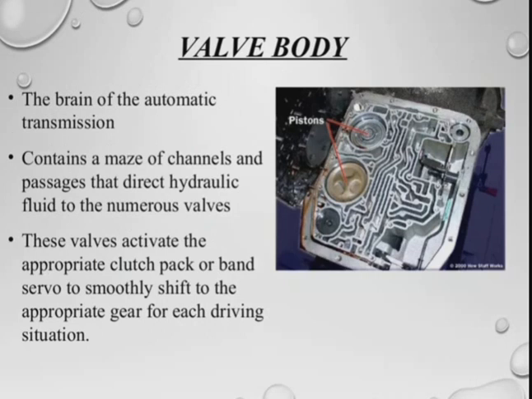So the valve body, you can see that this is a valve body. It's also known as the brain of the automatic transmission, and it contains a maze of channels. You can see that there are a lot of channels available. It contains a maze of channels and passages that direct the hydraulic fluid into numerous valves. These valves activate the appropriate clutch pack or band servo to smoothly shift to the appropriate gear for each driving situation.